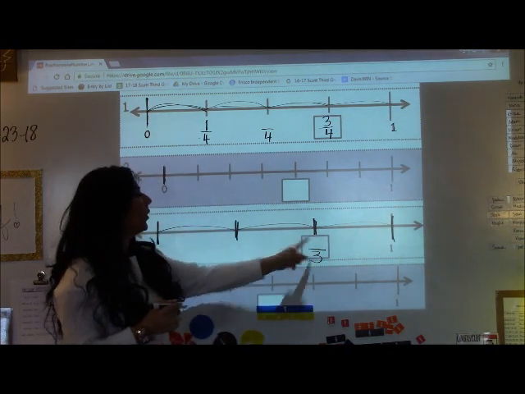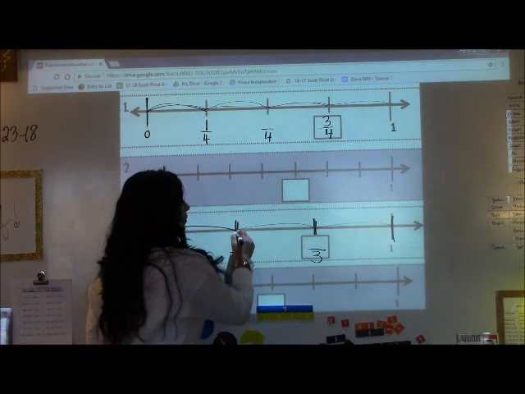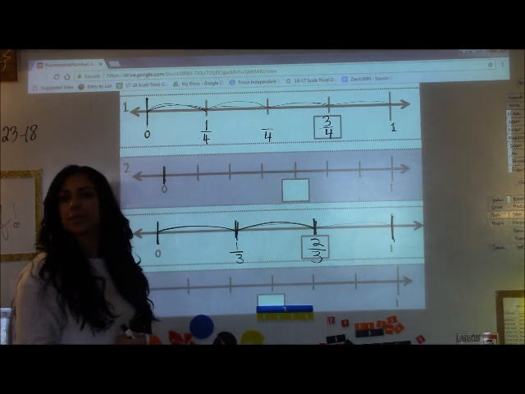And let's see, this point is saying that you've already crossed 1/3, 2/3. Does that make sense? Yes, ma'am.